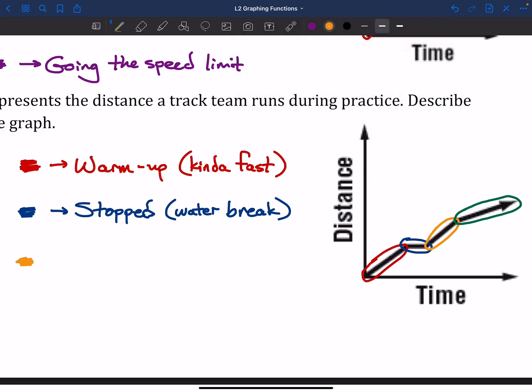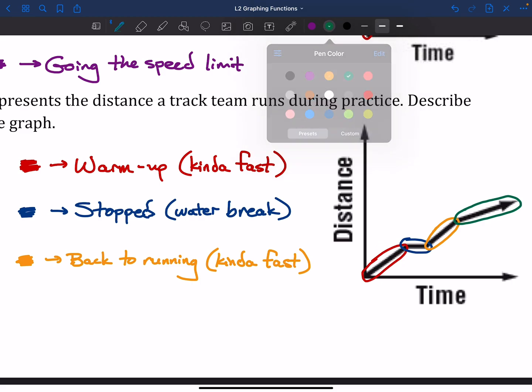That orange piece that comes after it, we are back to running. And again, I think that's another area where we're going kind of fast. It sort of matches up with how steep the red piece was at the beginning, maybe even a little bit faster. It's even steeper than that was. So we've got a whole lot of energy. We just fueled up with some H2O, and now we're back to the grind.